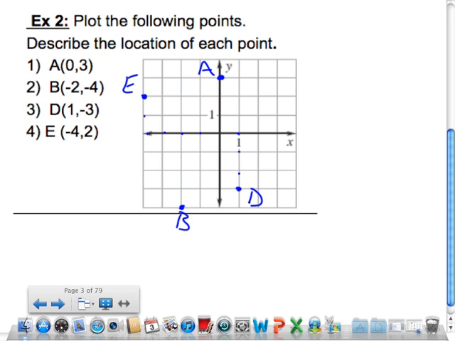There's E. Okay? And when it says describe them, okay, for A, you would say on the y-axis. Okay? For B, you would just say that's in quadrant number 3. For D, that's in quadrant number 4. And for E, that's in quadrant number 2. So when it says describe the location, that just means tell me what quadrant the point lies in.